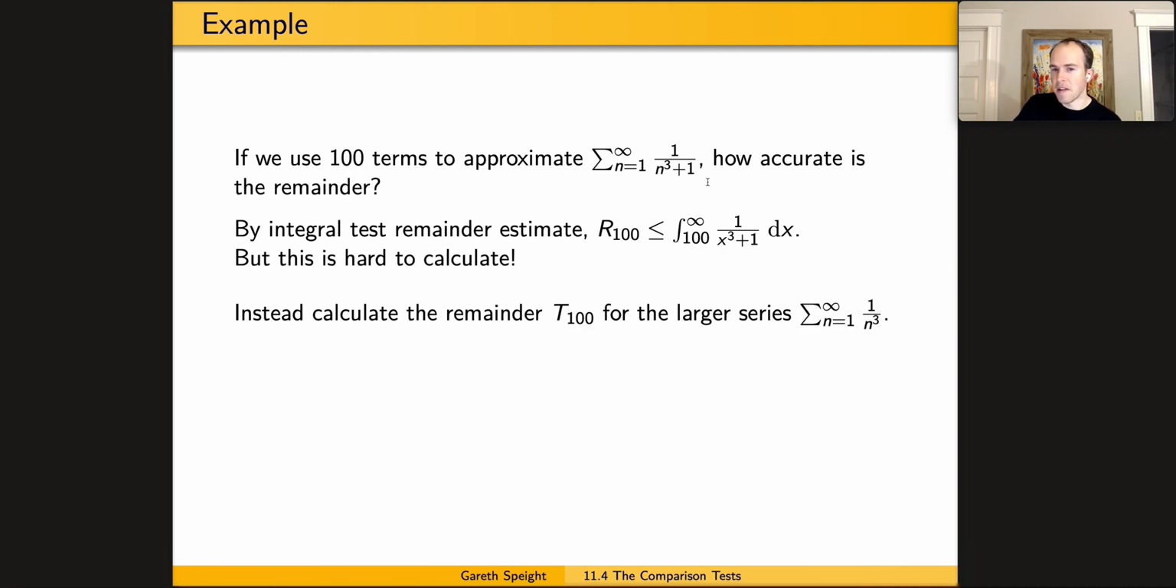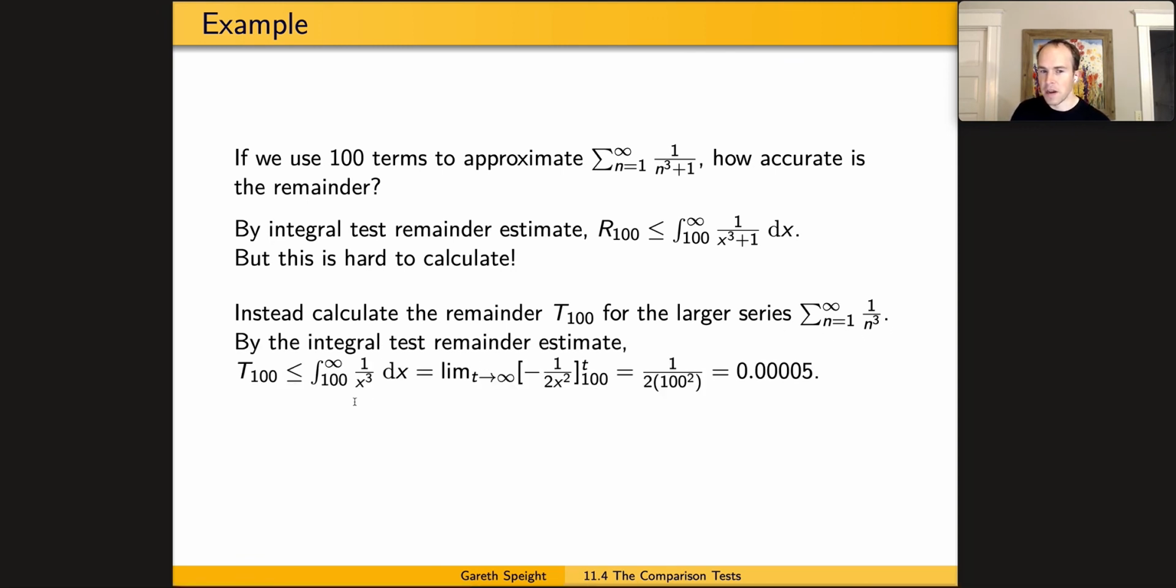Rather than think about the sum of 1/(n cubed plus 1), we can think about the larger series 1/n cubed, right? And why is it larger? Remember, if we make the bottom smaller, the terms become larger. So 1/(n cubed plus 1) is less than 1/n cubed. So rather than estimate the remainder for the smaller series, we can instead estimate the remainder for the larger series, sum of 1/n cubed. And now that is something we've seen how to do, right?